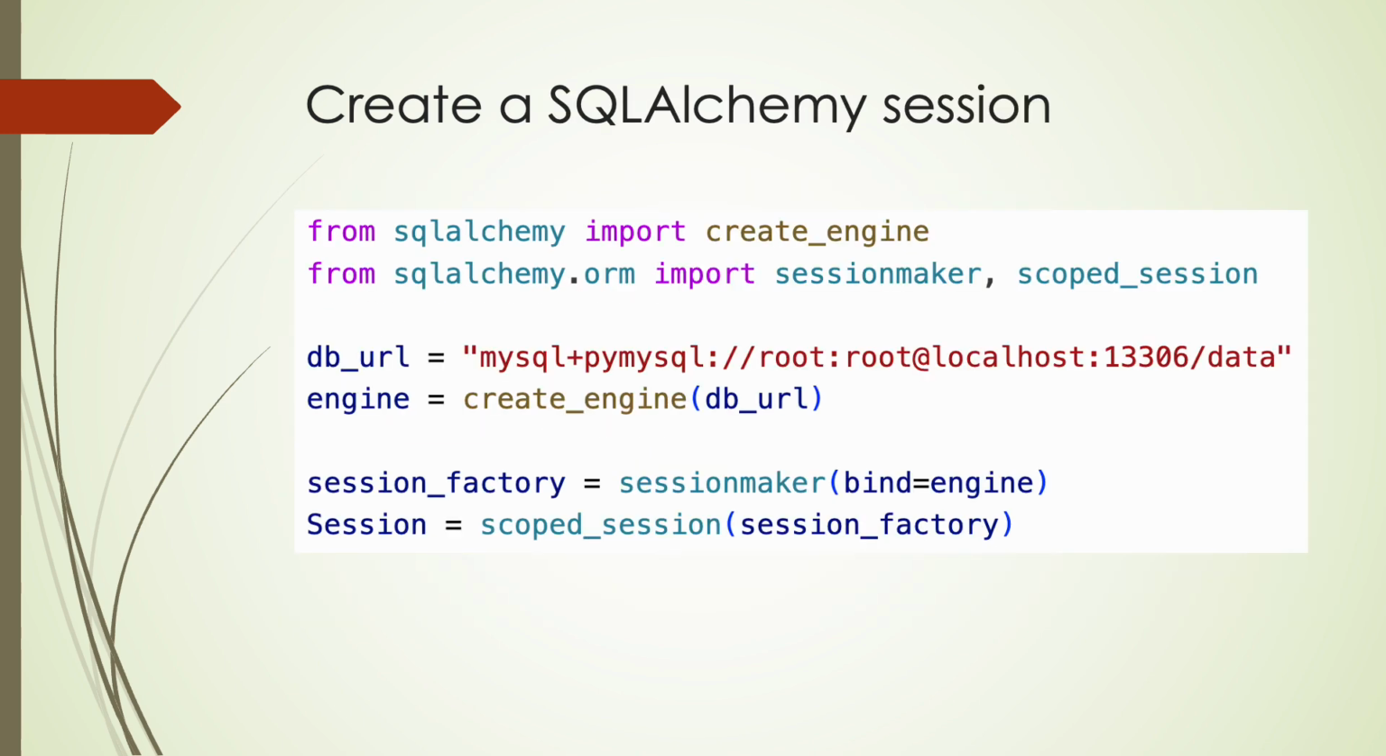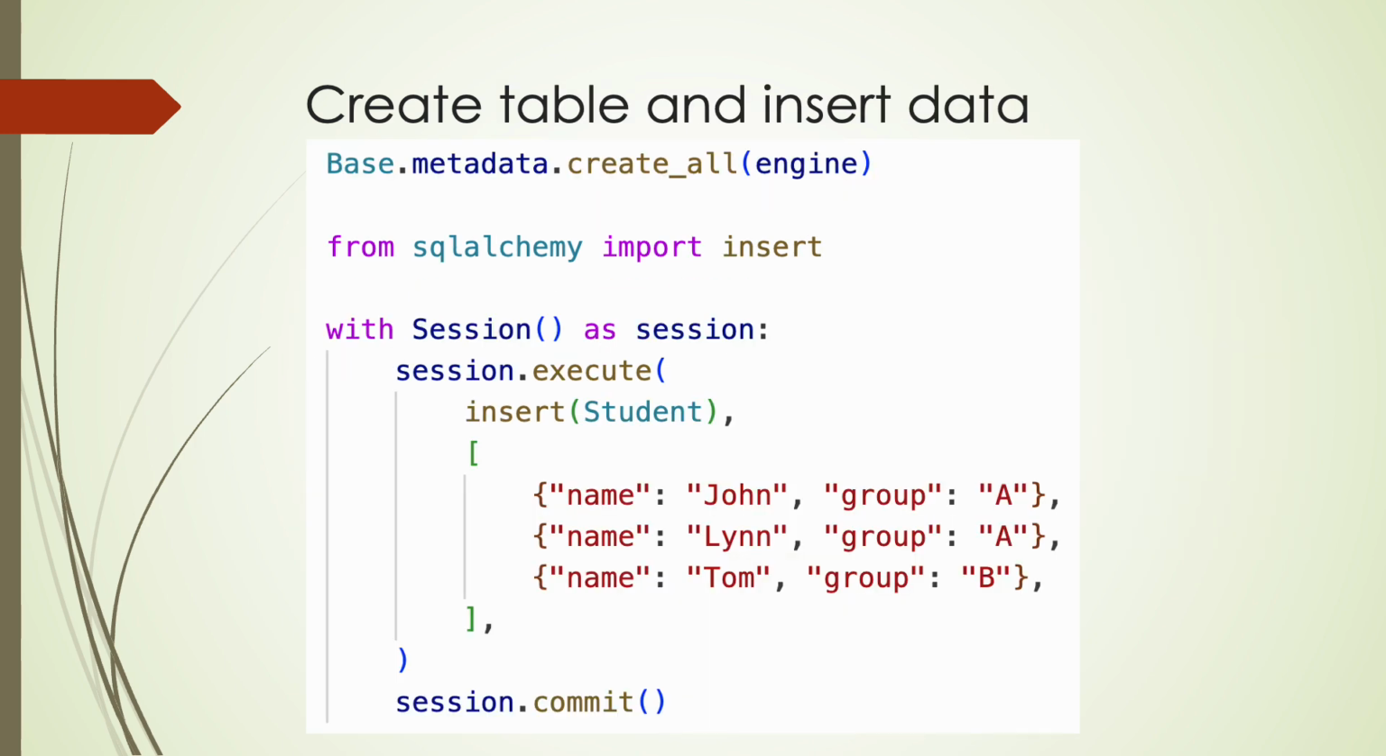To work with ORM classes, we need to use SQLAlchemy sessions. In this example, we will create a scoped session factory which will produce the same session instance when called in the same thread. This is some boilerplate code that can be used in all ORM-related projects. After that, we will create the table and insert some dummy data to play with.